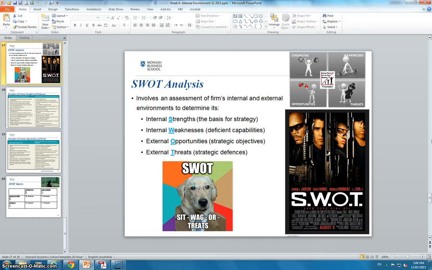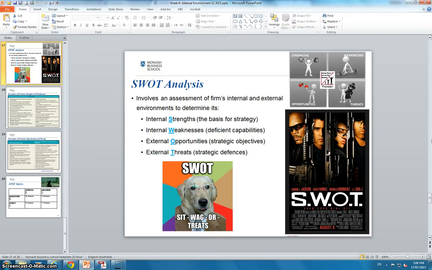The important distinction, of course, to make here, guys, when we are looking at the SWOT analysis is, unfortunately, it has nothing to do with sit, wag, or treats, and is certainly not to do with what must be Samuel L. Jackson's worst movie of all time, SWOT. Slightly different to what we're talking about today.